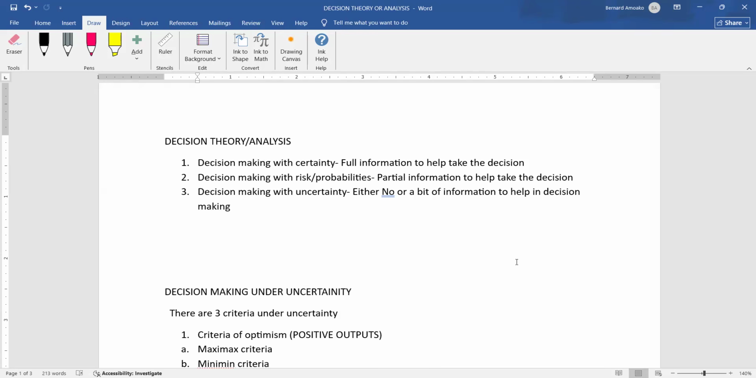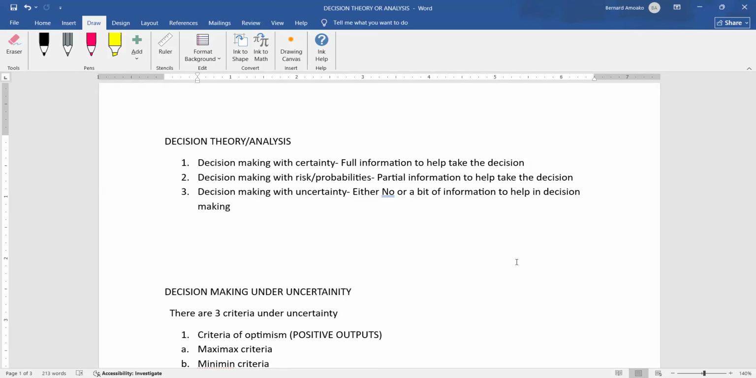Now, there can be a time whereby you take a decision when you don't have the full information, but partial information. A partial can be maybe half or more. So that is where probability comes in. That is decision making with risk, where you have partial information and not the entire information about the item you want to purchase. Then in other instances, you would have decision making under uncertainty. That is either there is no information about the item or the information about the item is minimal, a bit, that will help you to take that decision.